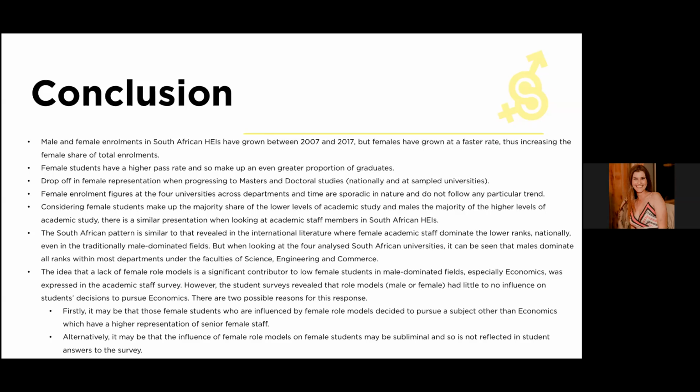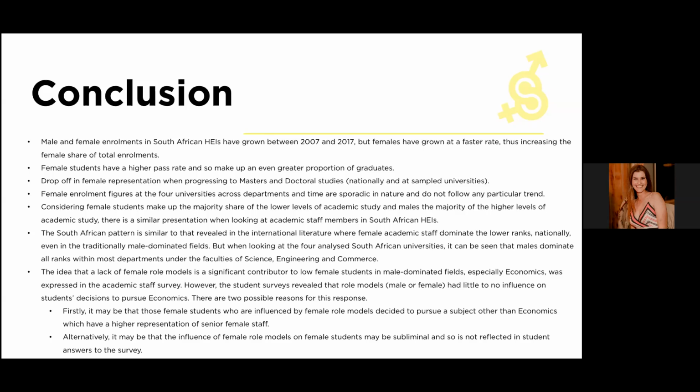The South African pattern is similar to that revealed in the international literature, where female academic staff dominate the lower ranks nationally, even in the traditionally male-dominated fields. But when looking at the 4 analysed universities, it was seen that the males actually dominated most of the departments under most of the faculties: under the faculties of science, engineering, and commerce.